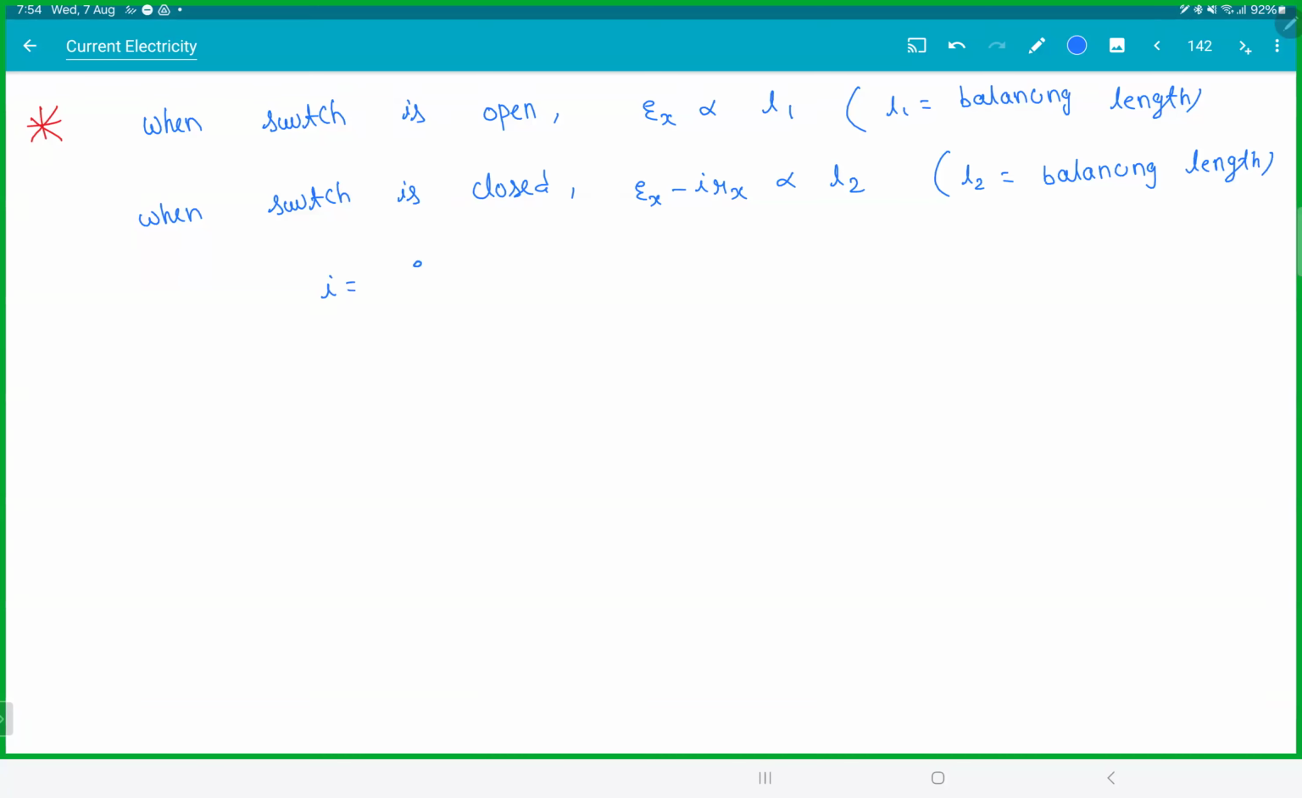And we know current I is nothing but Ex by Rx plus R known. So if you put the ratio, Ex by Ex minus I Rx will be L1 by L2. So from here also you can calculate Rx. Same thing what we did, but everything in terms of balancing lengths. So in the exam they'll give a question like this. When the switch is closed, the balancing length is 40 centimeters. When the switch is opened, it is 60 centimeters. Find the unknown resistance.